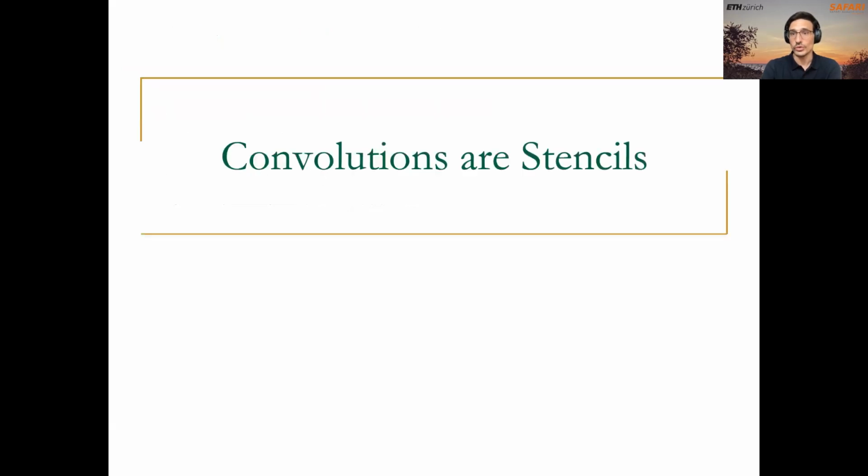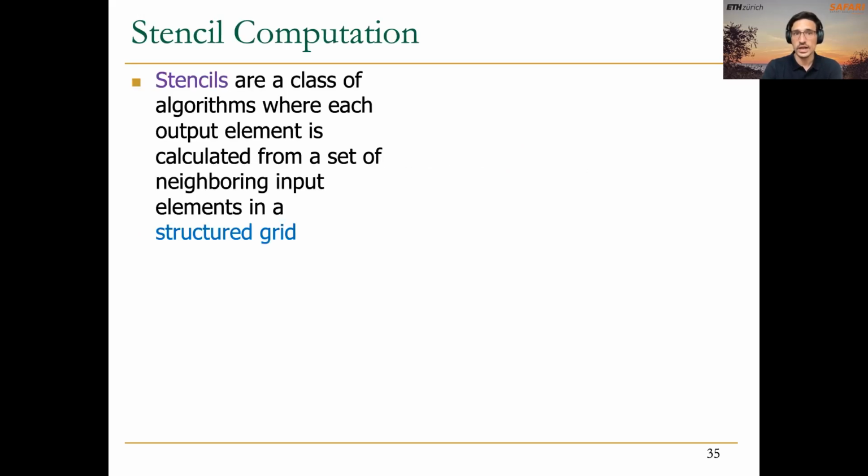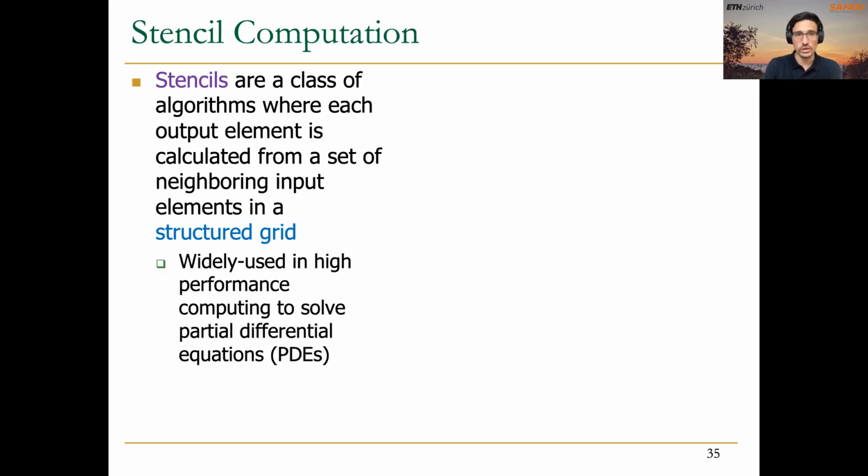And convolutions are as well stencils. What is a stencil computation? Stencils are a class of algorithms where each output element is calculated from a set of neighboring input elements in a structured grid. So essentially the same thing that we have been explaining for the convolution. We have all our output elements, and we compute every output element using the input elements that are surrounding the position of this output element and performing a multiply accumulate by using a filter. So essentially a convolution is just a special type of stencil computation.